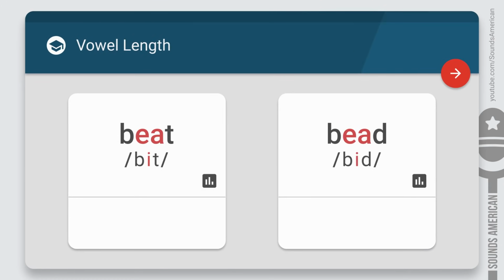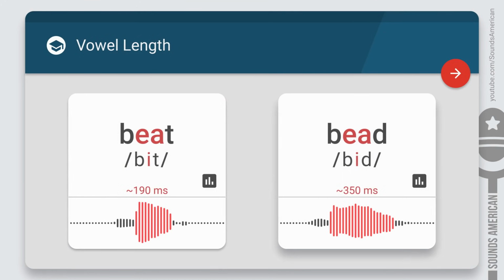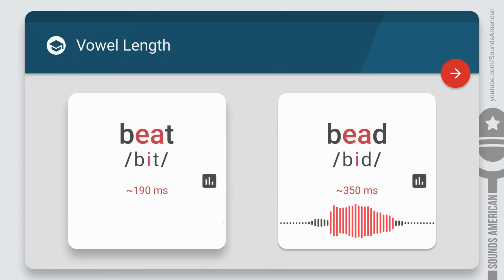Take a look at these examples. The words in this pair differ by their final consonant sounds only. Beat, bead. The consonant sound at the end of the word on the left is a voiceless consonant, and the consonant sound at the end of the word on the right is voiced.